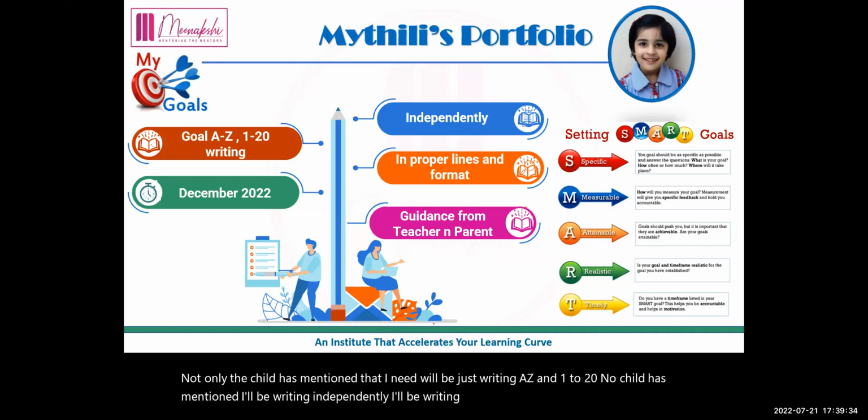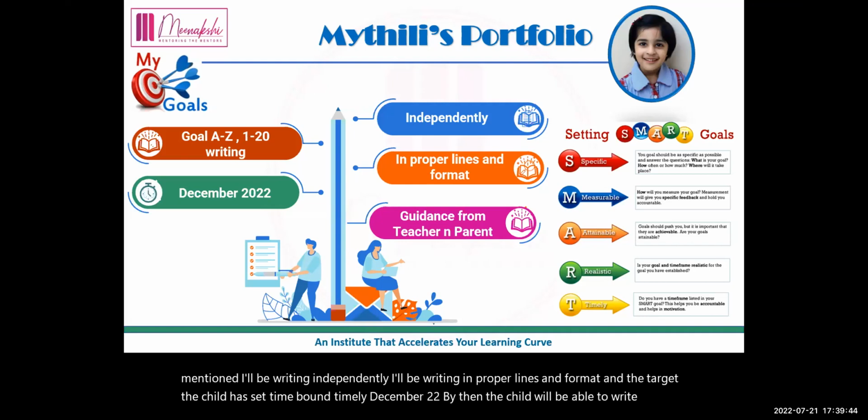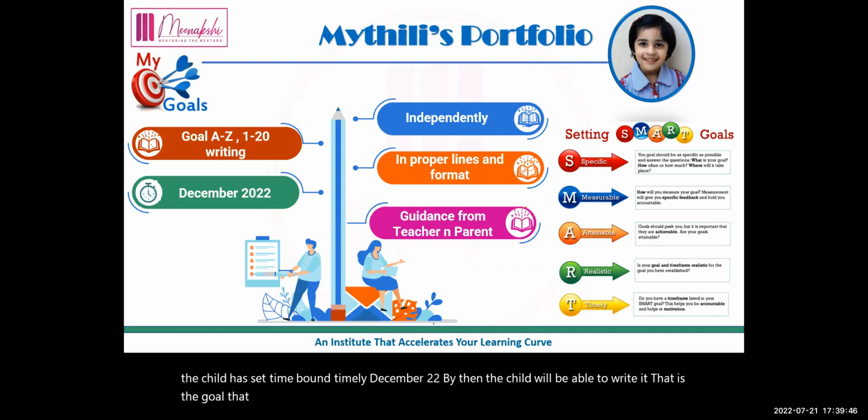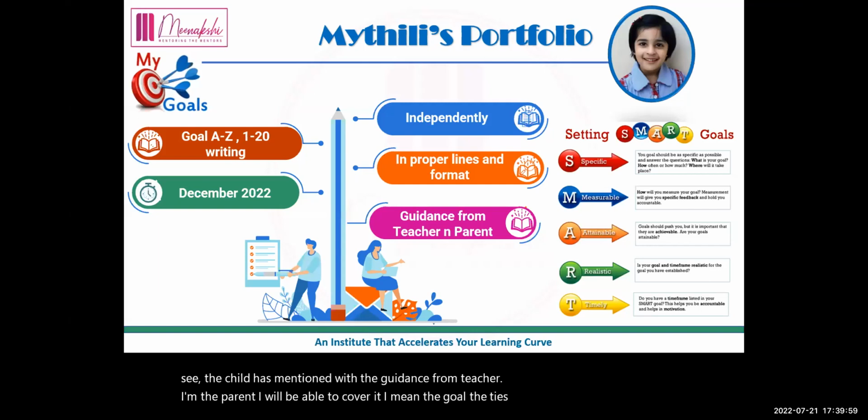And the target the child has set is time-bound, timely: December 22. By then the child will be able to write it. That is the goal that has been set by the child. Let us teach our children to write SMART goals. You see, the child has mentioned, "With the guidance from teacher and the parent, I will be able to cover it." The task has become very, very specific.